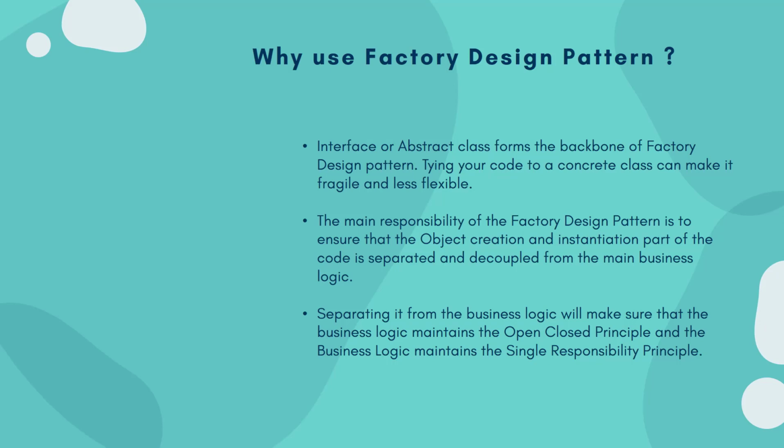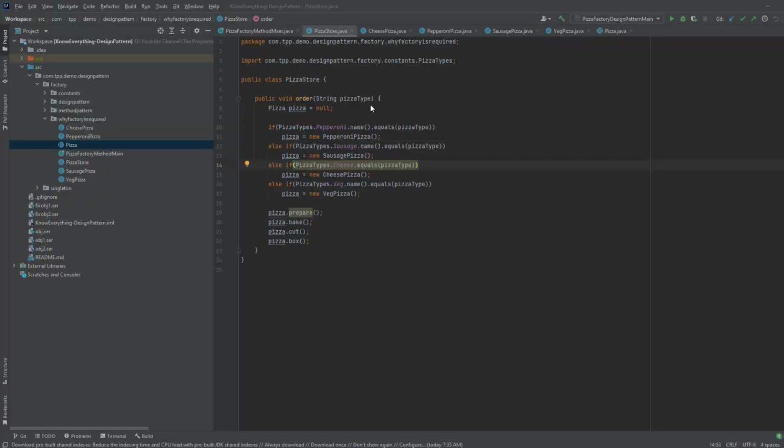When the volume of different types of objects increases, the object creation section will be the major source of change in the code. Separating it from the business logic will make sure that the business logic maintains both the open-closed principle and the single responsibility principle.